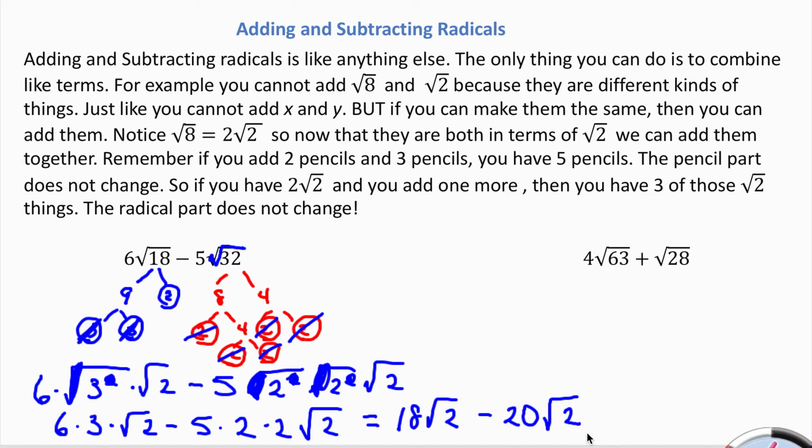And now that I've made the radicals the same, now I can combine them. 18 square roots of 2 minus 20 square roots of 2. 18 minus 20 is negative 2 of those square root of 2 things.